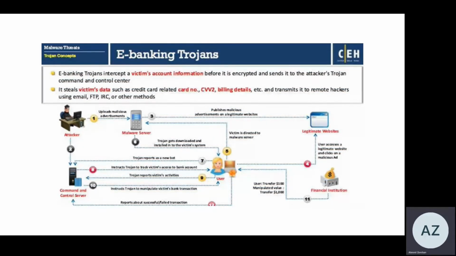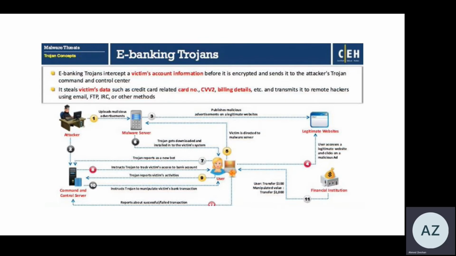Okay, the malware server, which is established by the attacker. So the malware server then provides the Trojan to the user's computer where it gets installed, and then the user can fall victim to that, since the Trojan is going to be reporting that particular machine as a new bot. So the attacker is going to gain control over it, and the attacker is then going to instruct the Trojan to track the victim's access to any bank account.